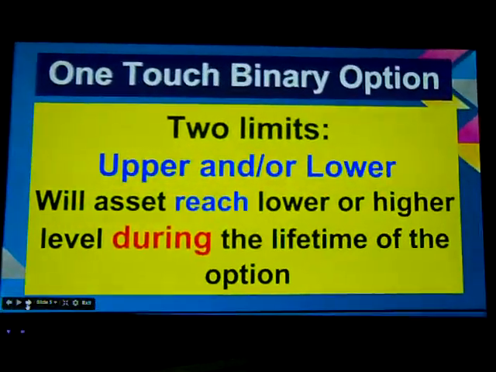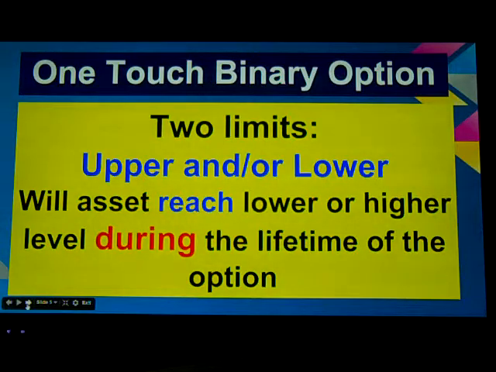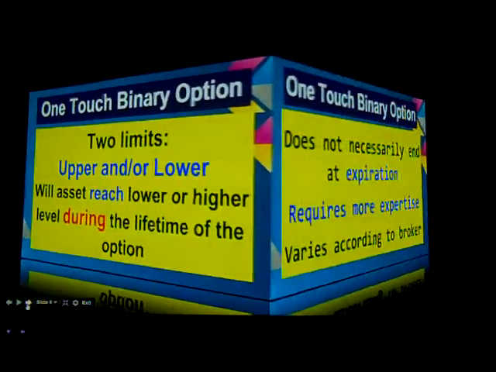Let's now go to a different type of binary options, the one-touch binary option. The one-touch binary option is basically an option in which there's a limit, an upper and or lower limit depending on the trading platform you're using. And what you're doing is trying to figure out, will the asset reach that lower or higher level during the lifetime of the option. Not at the expiry, but during the lifetime of the option.